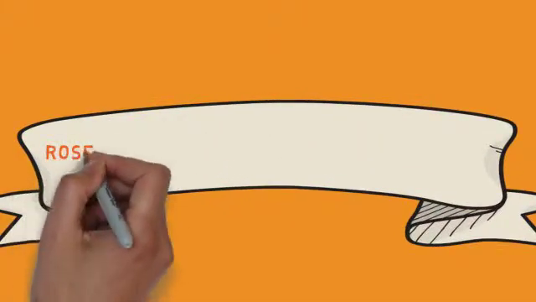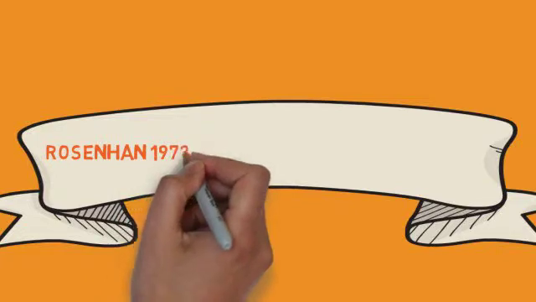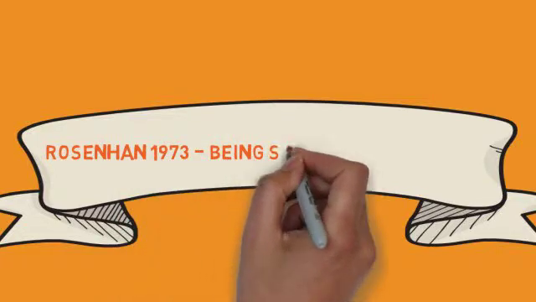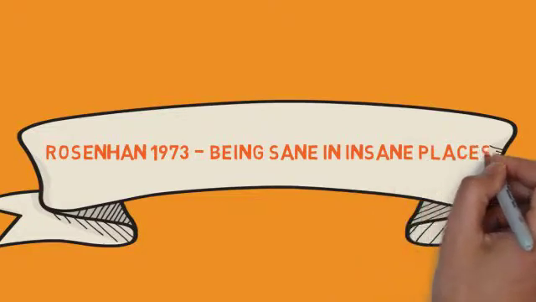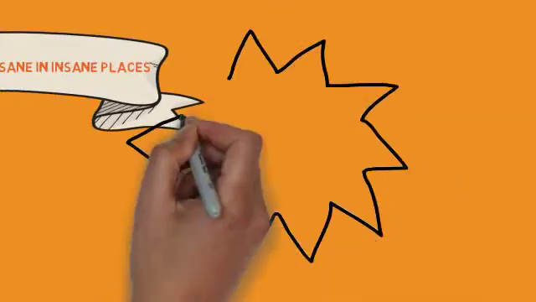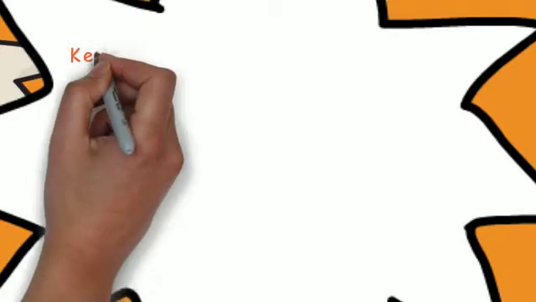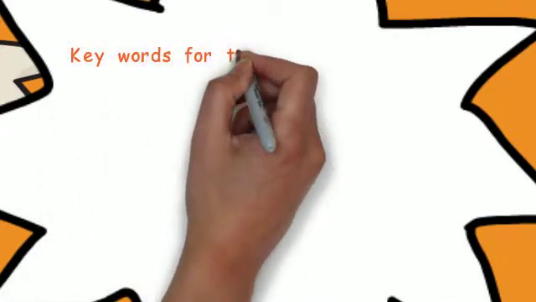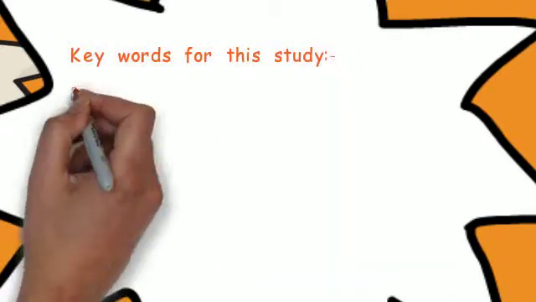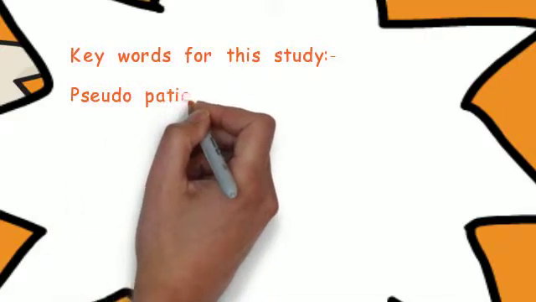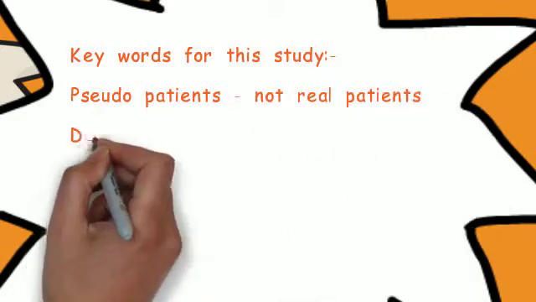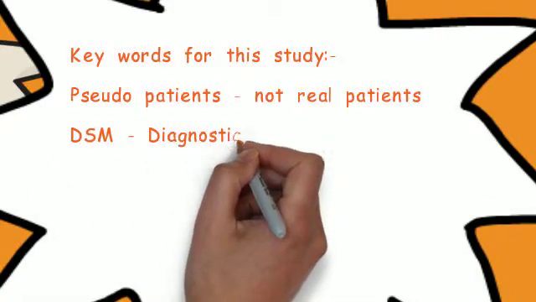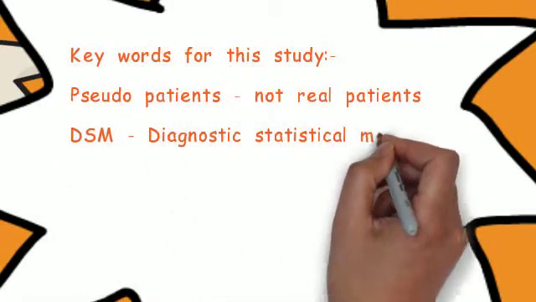Okay, so we're in our second study into the individual differences approach, and we're looking at the Rosenhan study, Being Sane in Insane Places, 1973. Now, there are some new keywords to do with this study, and those keywords are pseudo-patients. These are fake patients, people who pretend to be poorly when they're not really, and these are our pseudo-confederates in the experiment. The DSM is the Diagnostic and Statistical Manual used in America for mental disorders.